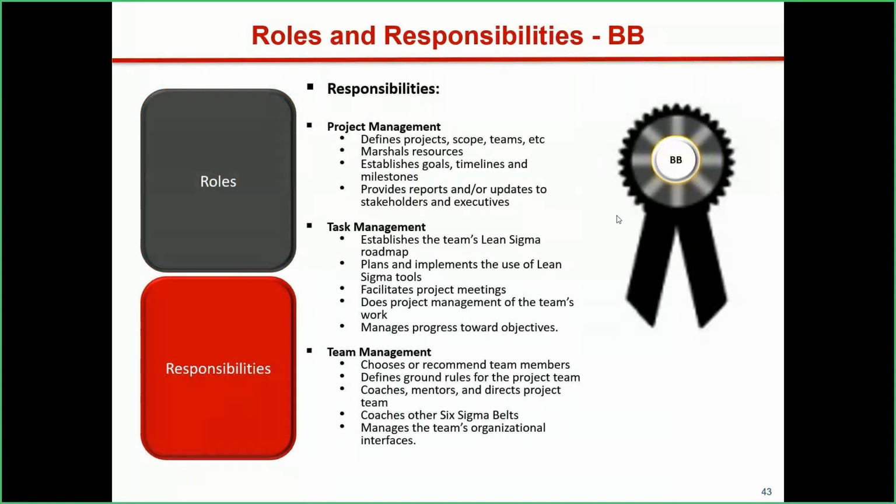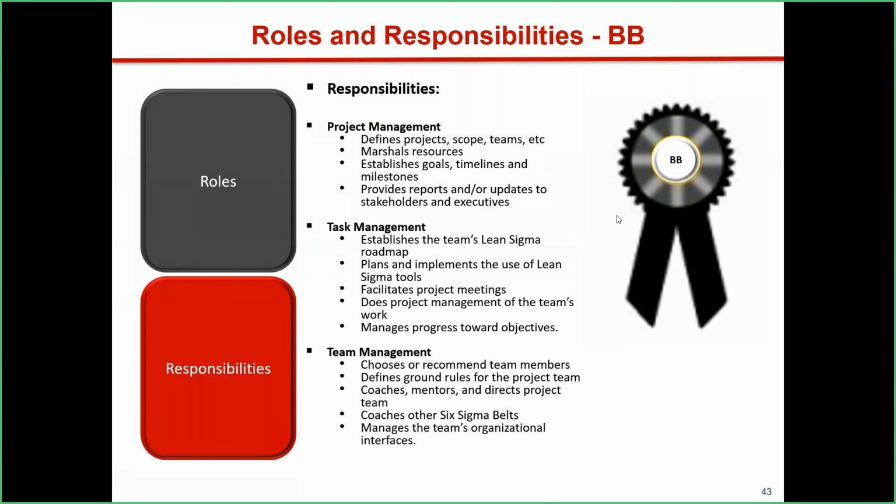Responsibilities, yes. So a black belt has multiple responsibilities. Project management, definitely: define project scope, teams, marshal resources, establish goals, timelines, and milestones. Provide reports and updates to stakeholders and executives. Task management: establishes the team's Lean Six Sigma roadmap, plans and implements the use of Lean Six Sigma tools, facilitates project meetings, does project management of the team's work, and manages progress towards objectives.